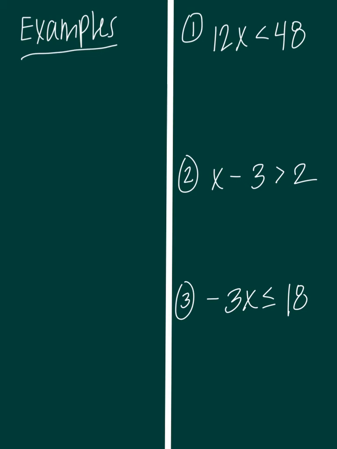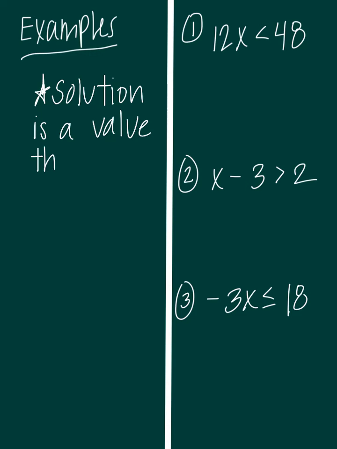Alright, so example number 1. So we're going to solve these to determine what the variable would be. We're looking for the solution to the inequality. Let's make a note. Solution is a value that makes the inequality true.